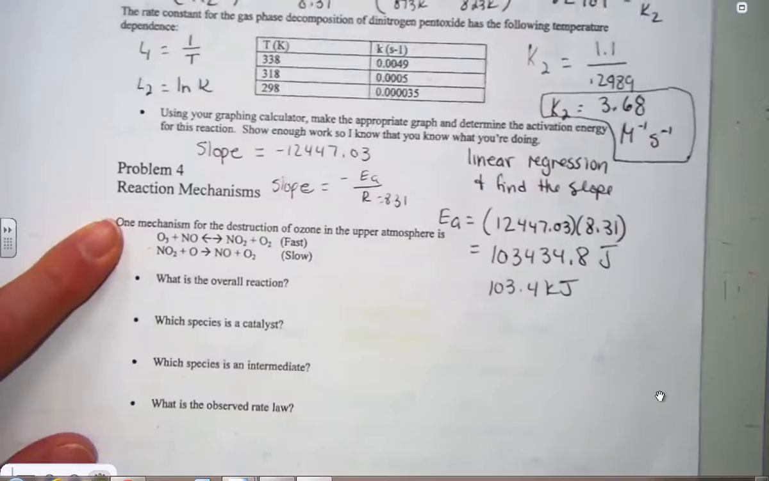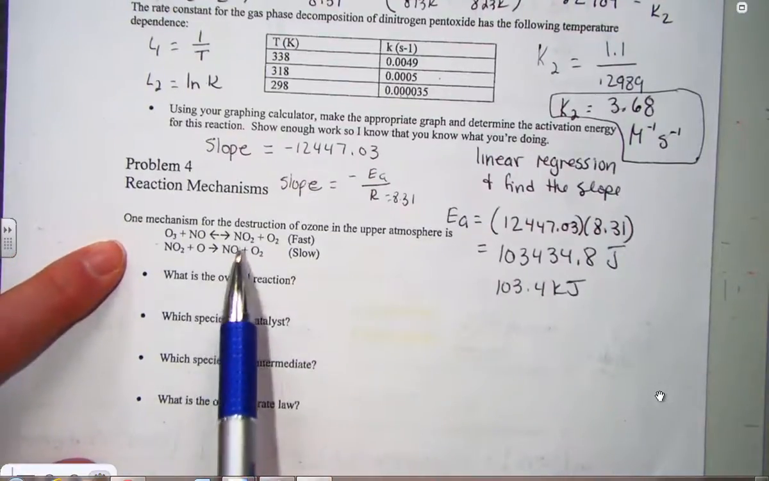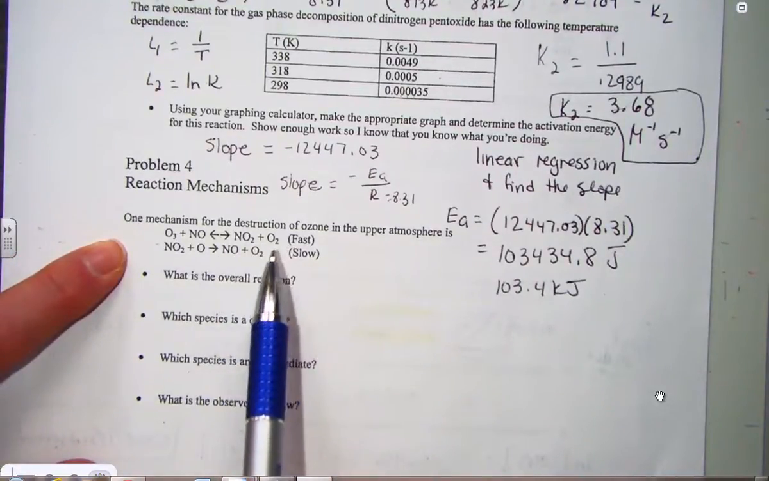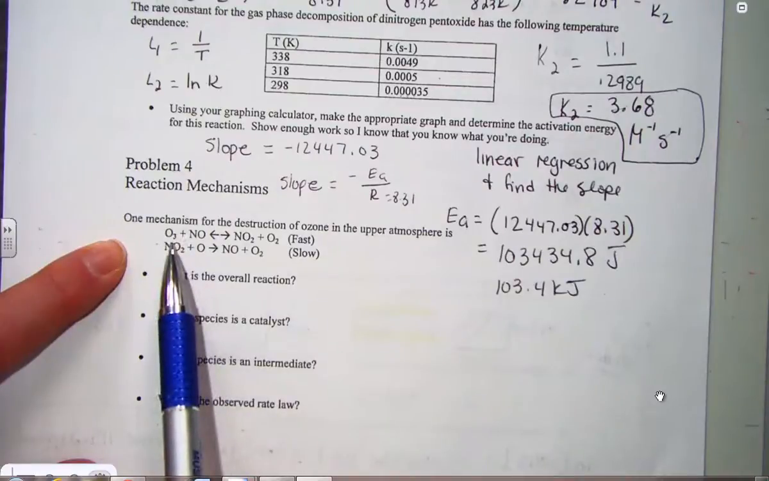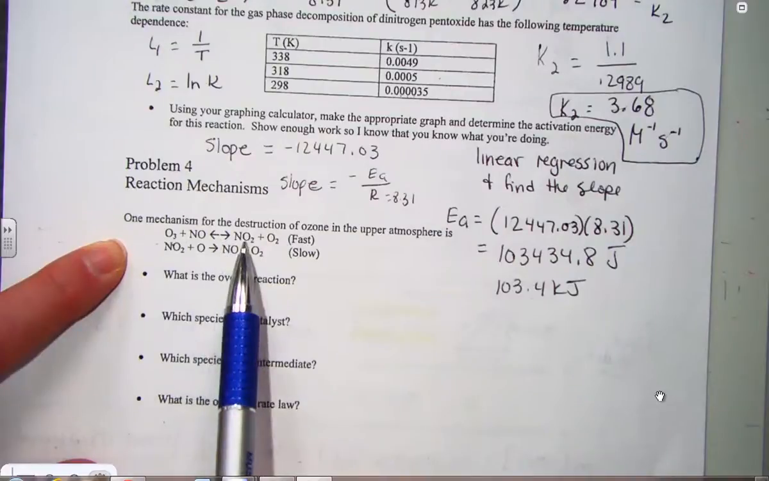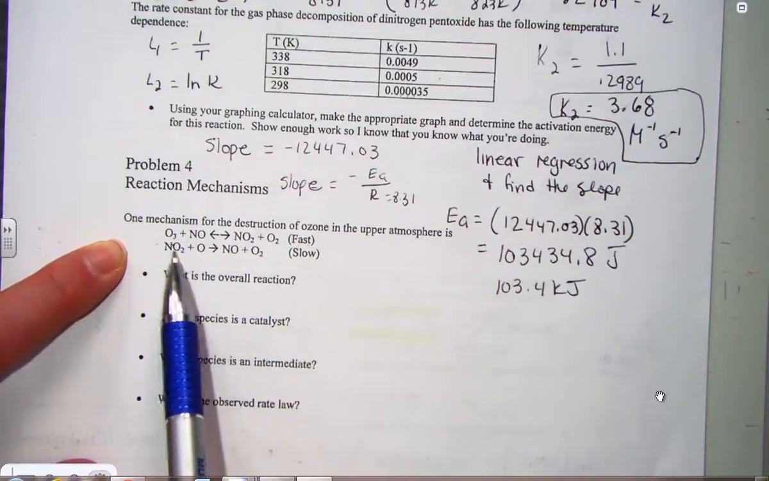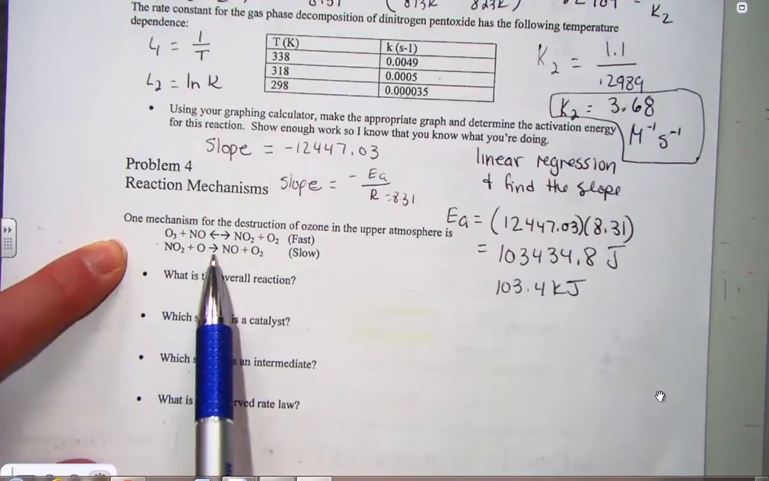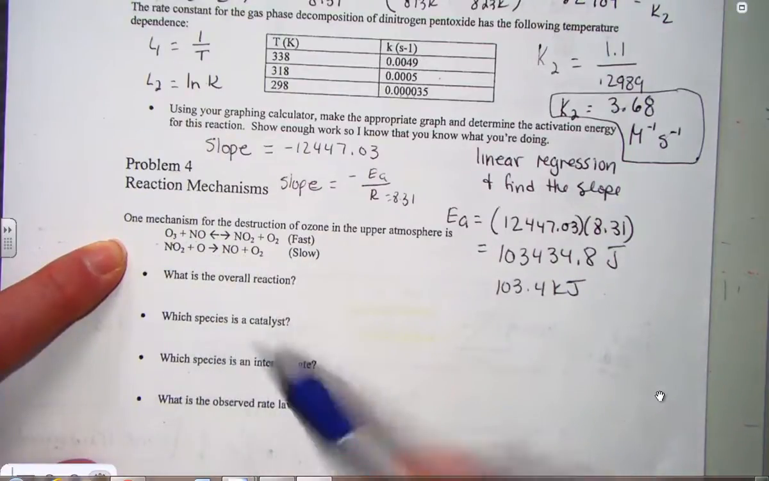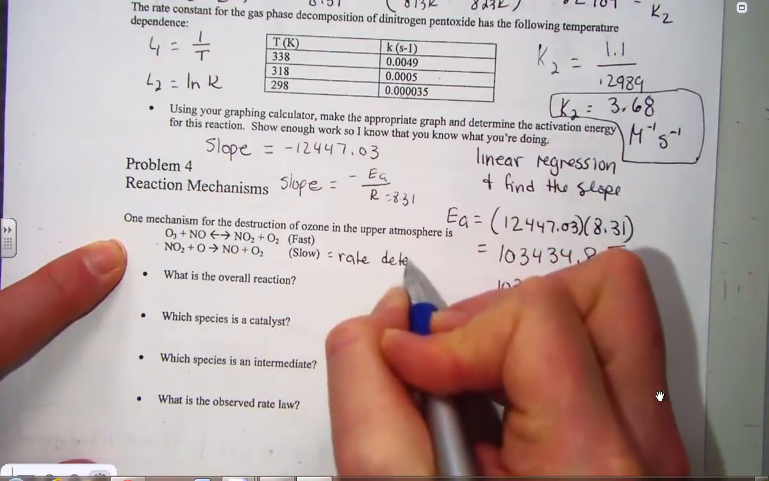The last major topic, reaction mechanisms. One mechanism for the destruction of ozone in our upper atmosphere. Ozone, which is O3, plus NO, is in dynamic equilibrium with NO2 plus O2. That's the fast step. NO2 plus O goes on to make NO plus O2. That's the slow step. This is the rate determining step.